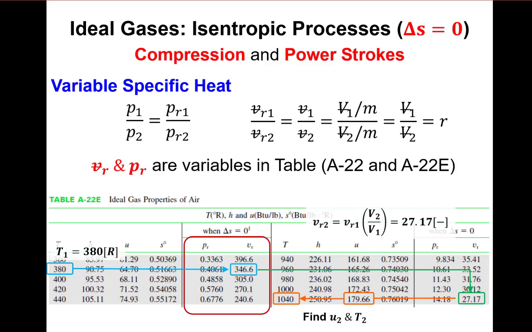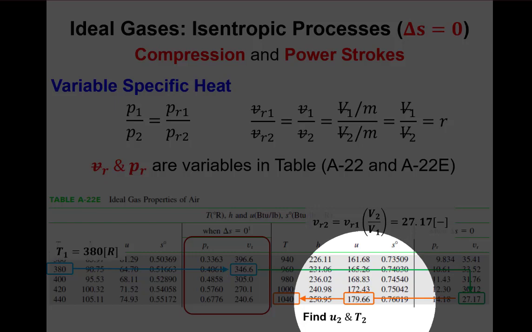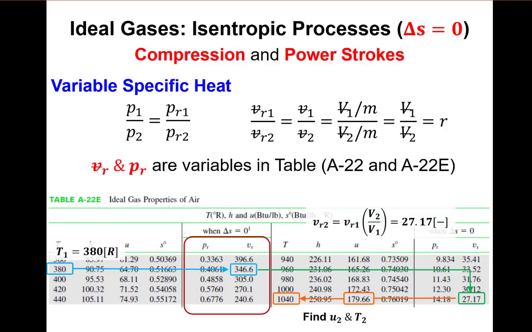So typically, maybe you'll know a temperature at one state, at the beginning of an isentropic process, and then you'll get a volume ratio across that isentropic process. That volume ratio will give you the ratio of VRs, and when you know the ratio of VRs, you can find the new VR, in this case VR2, and then you can use VR2 to find your new value of U and your new temperature. Does that kind of make sense? Okay, good.